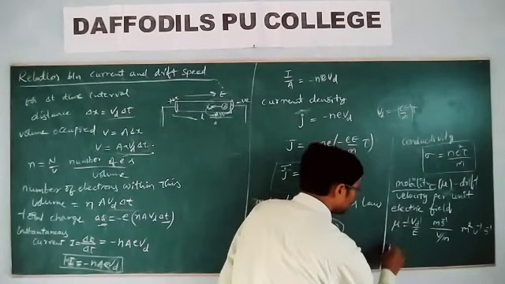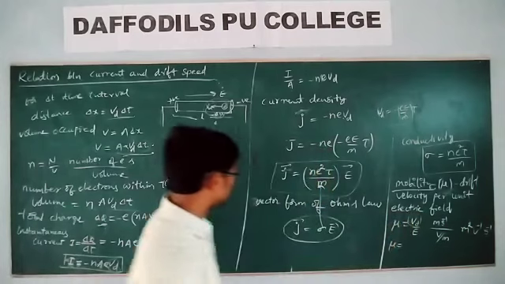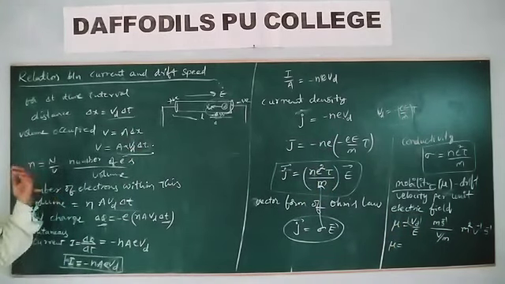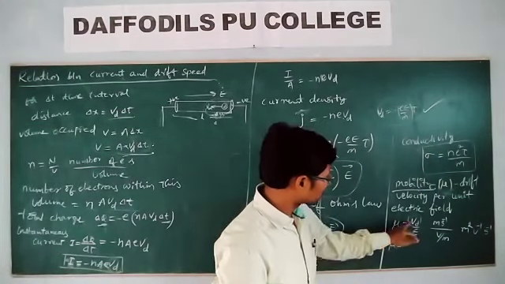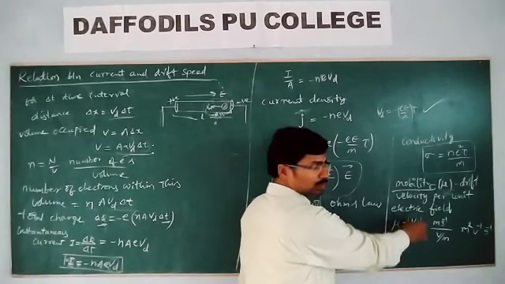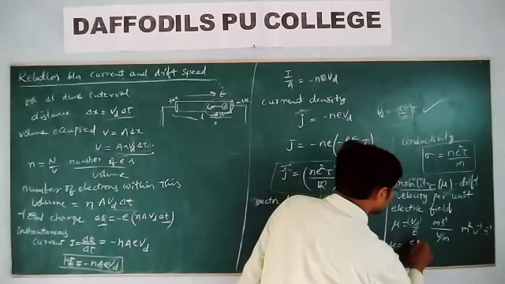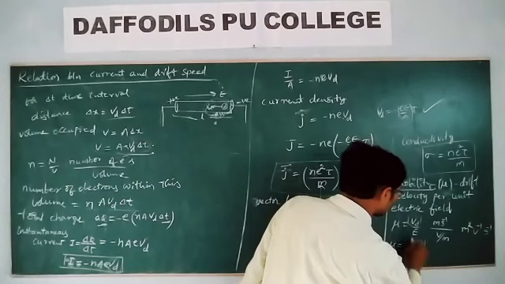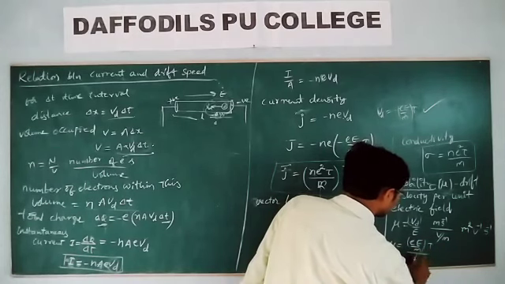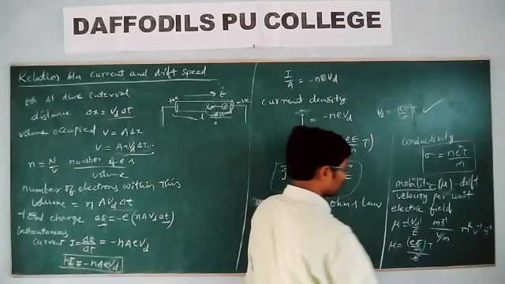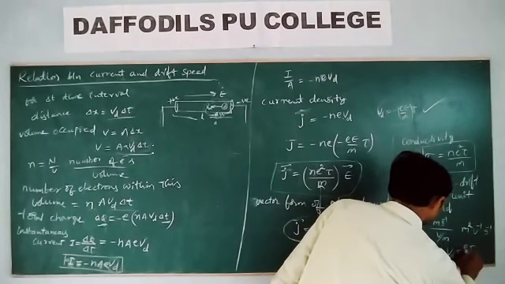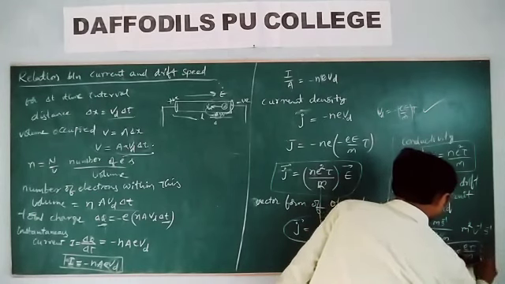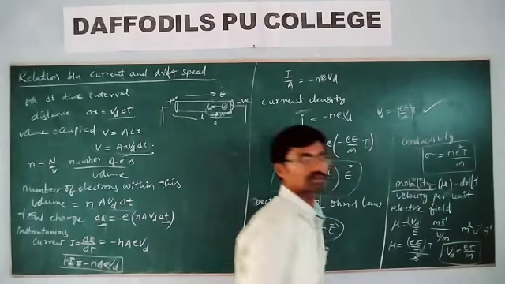Now mu is equal to Vd. Vd is nothing but the drift speed. Drift speed is nothing but minus E by M into T. Let me substitute here the magnitude of the drift speed. Then E by M into T by E will be cancelled. Then what we have here? Vd is equal to E T by M, the drift speed of the electrons.